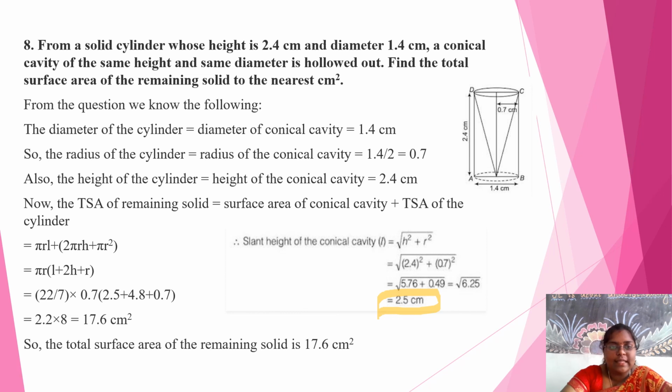Surface area of the conical cavity plus total surface area of the cylinder. So pi r L plus 2 pi r h plus pi r square. For this cylinder we are taking 2 pi r h plus pi r square. So what we can commonly take out is pi r, and L plus 2h plus r will be there. Substituting the values, we are getting 17.6 centimeter square.